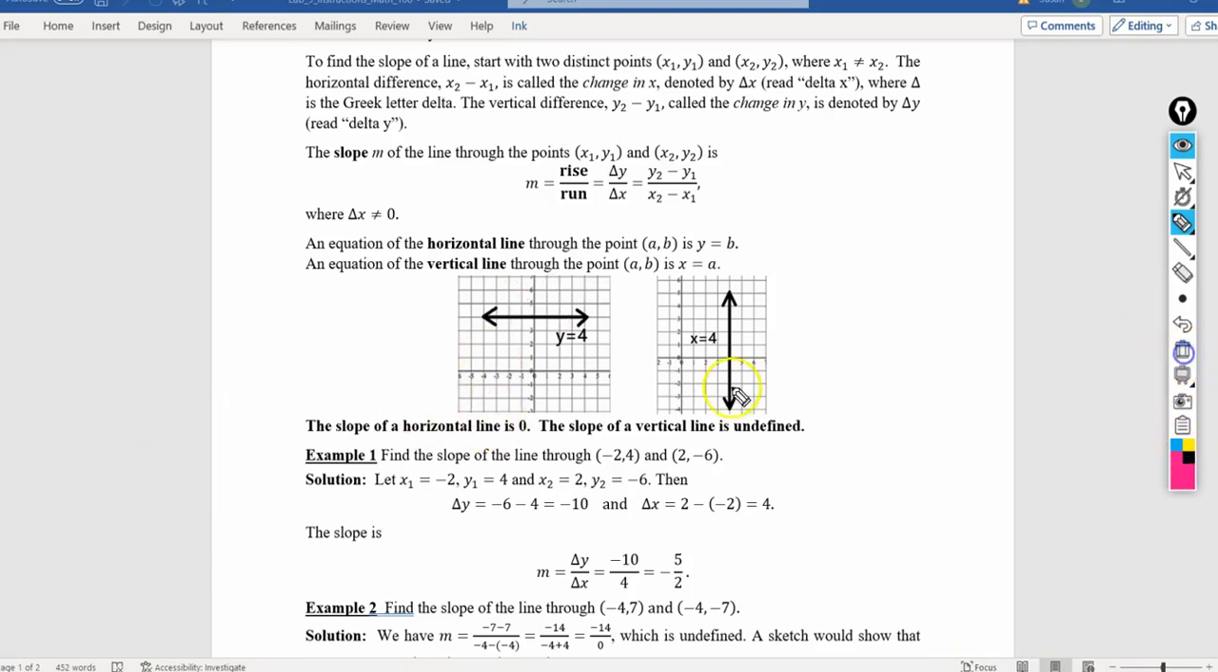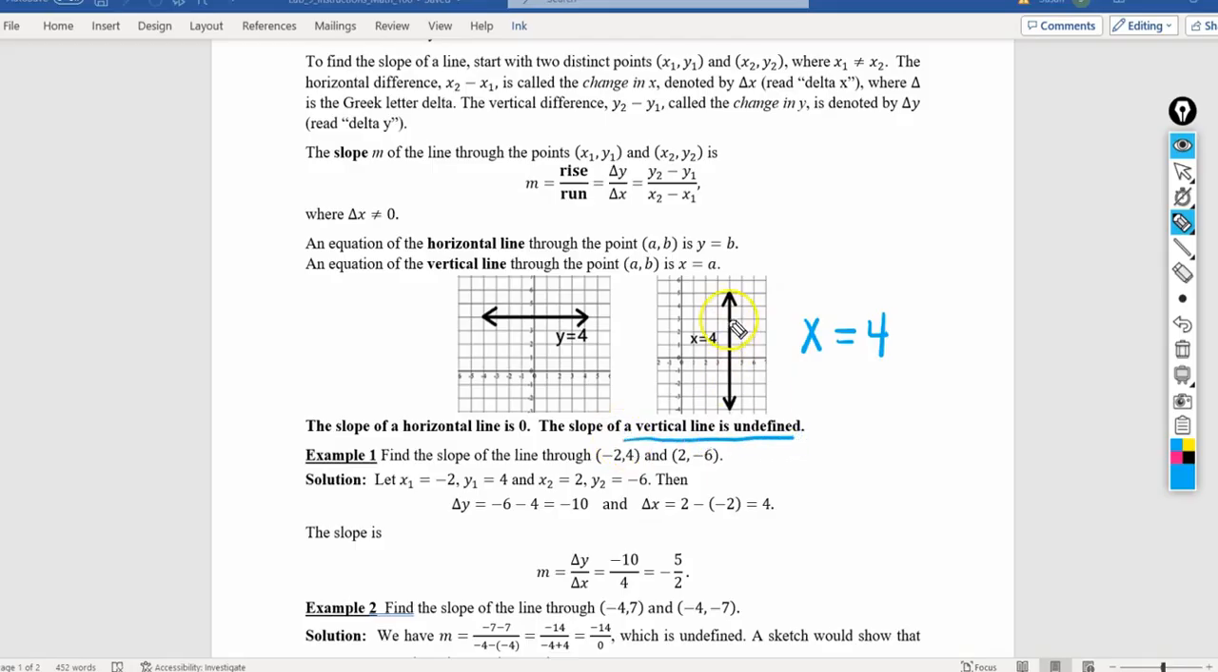Now, for a vertical line, any vertical line has the equation x equals, and it'll be a number, and the number is wherever it goes through on the x-axis. And the slope of a vertical line is undefined.